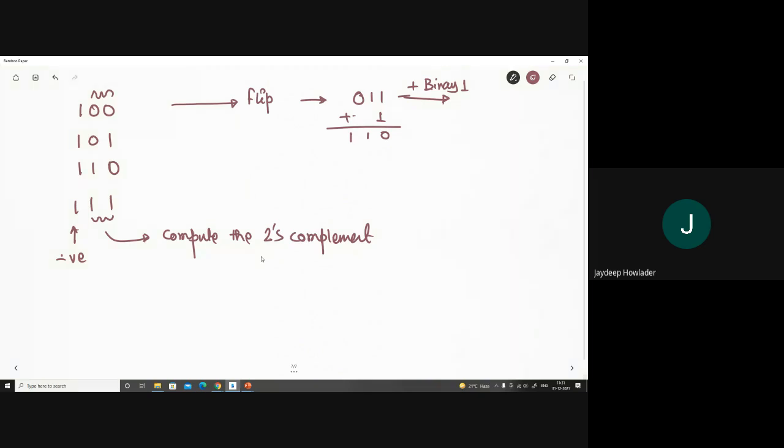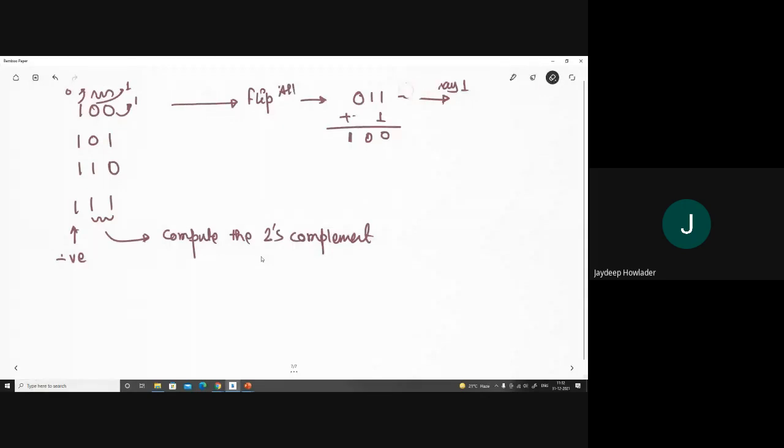Exactly. So 1 1 0, carry 1, 1 1 0 and 1 0 0. Yes. Sir, which bits are we flipping here? All the bits. So this is flipped to 1, this one is flipped to 1, and this 1 is flipped to 0. We flip all the bits. And then we add a binary 1.